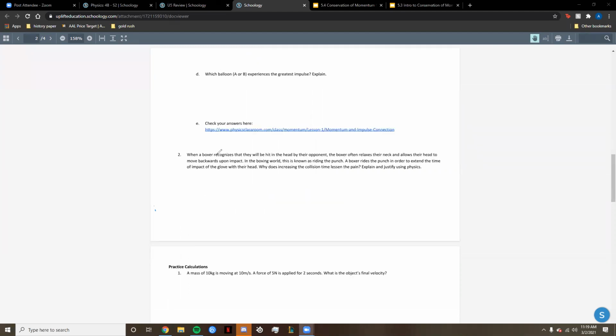It says, when a boxer recognizes that they'll be hit in the head by their opponent, the boxer often relaxes their neck and allows their head to move backwards upon impact. In the boxing world, this is known as riding the punch. A boxer rides a punch in order to extend the time of impact of the glove with their head. Why does increasing the collision time lessen the pain? Explain and justify using physics.